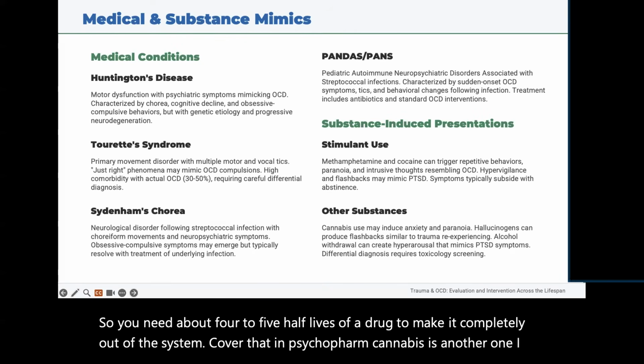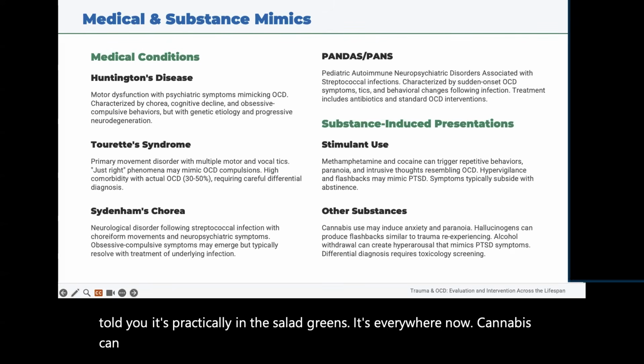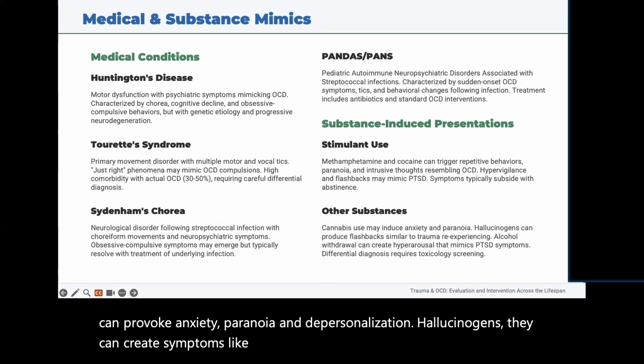Cannabis is another one. I told you it's practically in the salad greens. It's everywhere now. Cannabis can provoke anxiety, paranoia, and depersonalization. Hallucinogens, they can create symptoms like flashbacks, like re-experiencing.